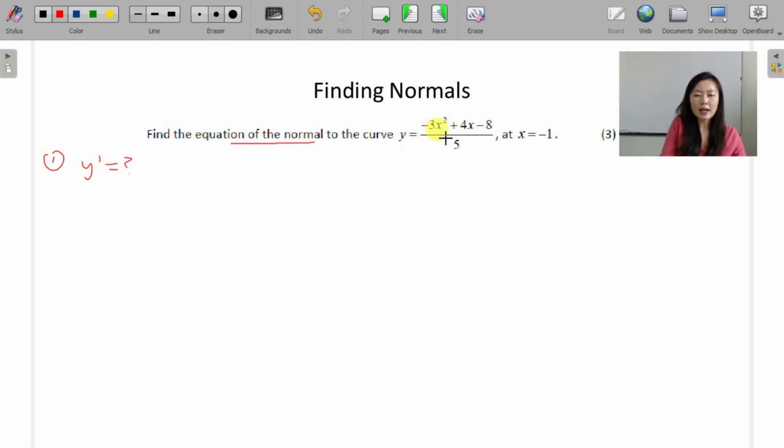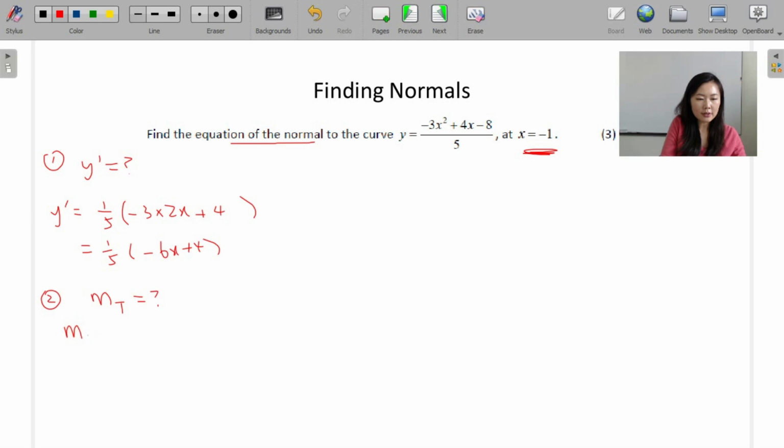Okay, so this guy, the 5 on the bottom is just a constant. So what you can do is just park that constant in front and just focus on differentiating what's on top. All right, so that's the derivative. The second thing is to find the gradient of the tangent at the point you're looking at. So the gradient of the tangent would be, you sub in the -1, and that's 2.